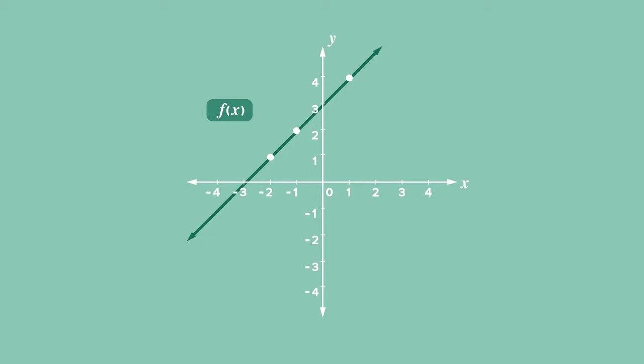If we move a vertical line across the graph, it's easy to see that for every x value, there's only one answer or corresponding y value. On this graph, there's only one x value for every y value, so it's called a one-to-one function.